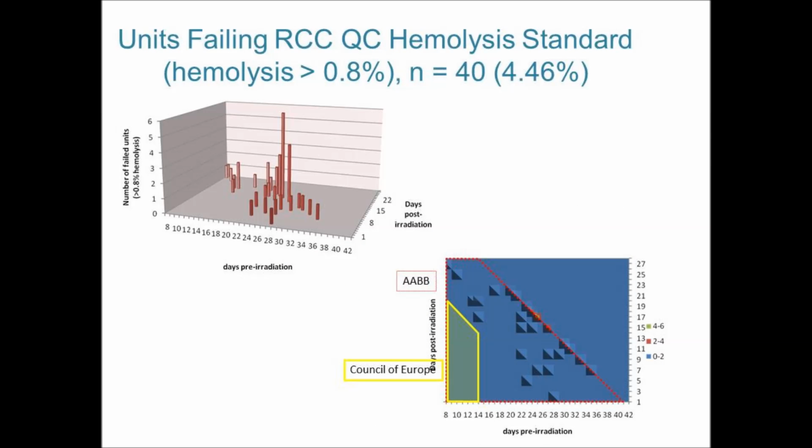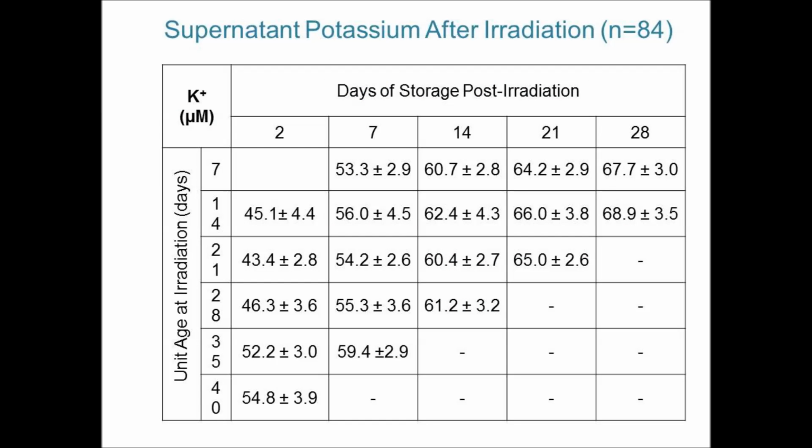So units failing our red cell QC hemolysis standard, which is our standard nationally, is a standard of 0.8%. We had 40 units out of this almost 1,000 units that would have failed the QC for hemolysis because of the time that they were held, how many weeks of age they were irradiated at, and how long they were held before they were utilized or in this case tested. So this is another graph to show that none of the ones using the Council of Europe would have failed the standard. But for the AABB, there would have been some.